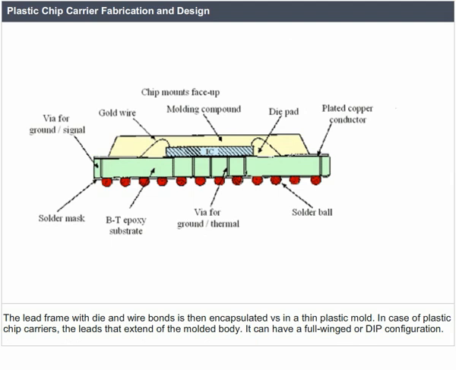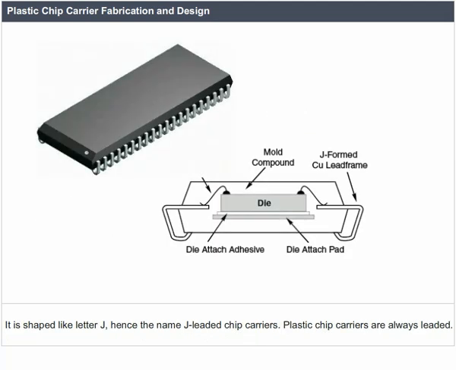In the case of plastic chip carriers, the leads extend out of the molded body. They can have a full winged or DIP configuration, or be shaped like the letter J, hence the name J-leaded chip carriers. The plastic chip carriers are always leaded.